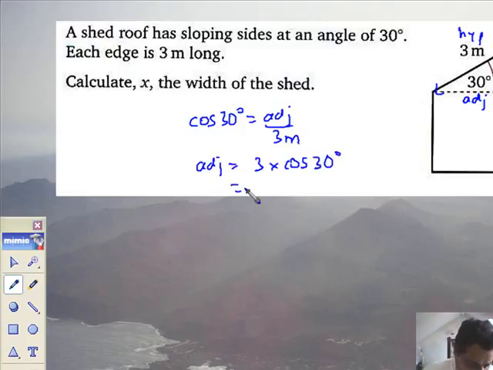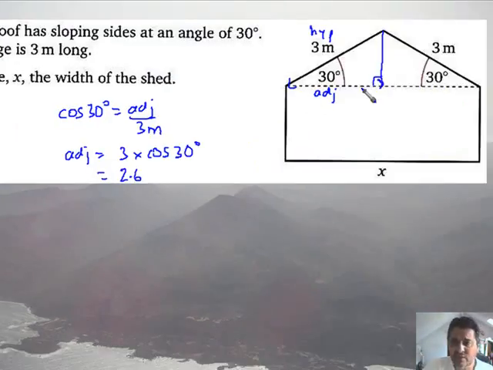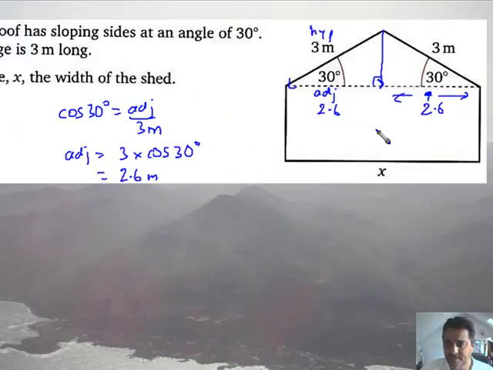Pick up my machine. So 3 cos 30 equals 2.598. That's 2.6 meters, I think. Very good. I'm glad it's less than the hypotenuse. 2.6 is less than the longest side 3, so I've got it right. That's meters. So I've got 2.6 there, and I've got 2.6 right here, from there to there.